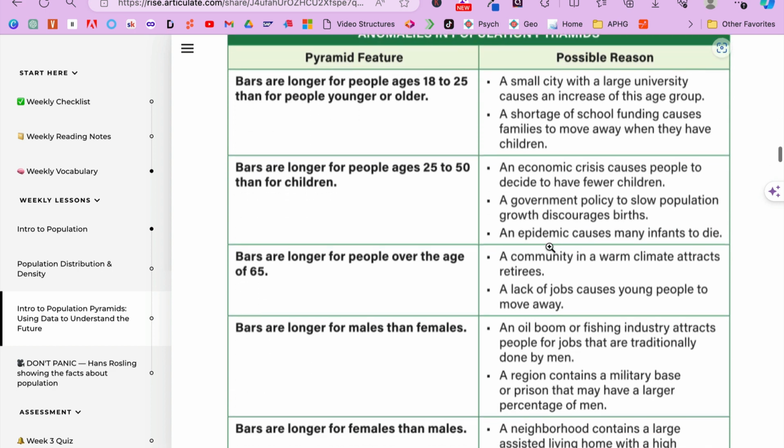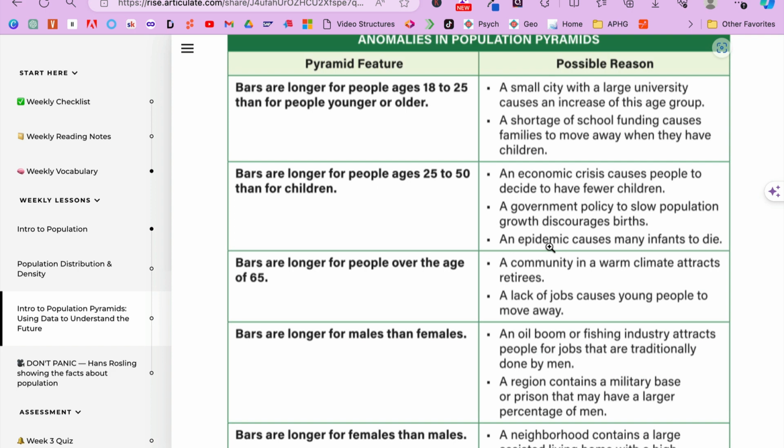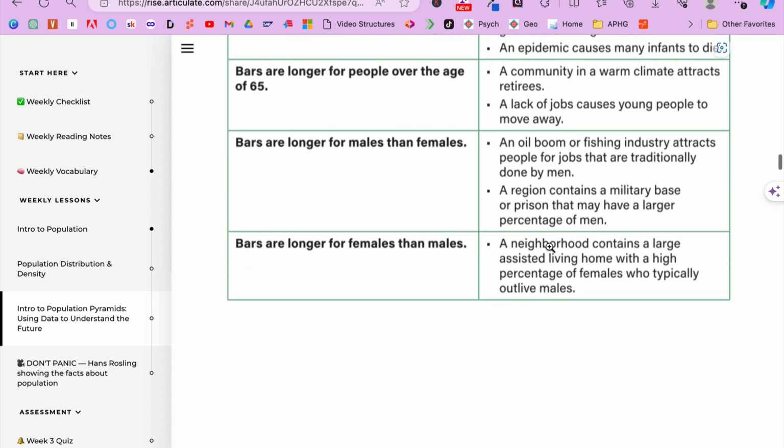And then you can just take a glance, if you want to pause on this screen at all, to see some more specifics.